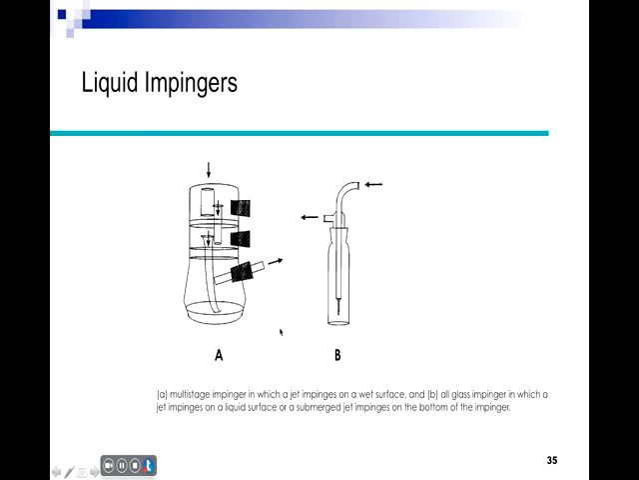And this is a liquid impinger. Liquid impingers are some of the earliest methods of sampling for aerosols, where you bring in a stream of dirty air. The dirt will stay behind in the impinger, and the clean air will go out the side.